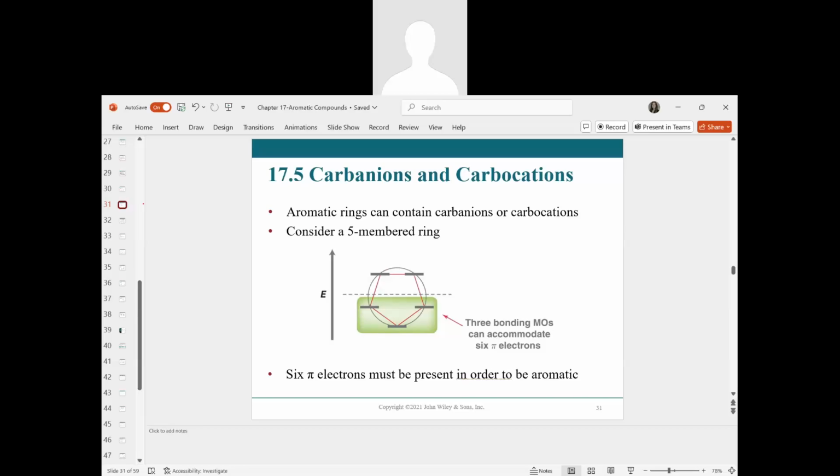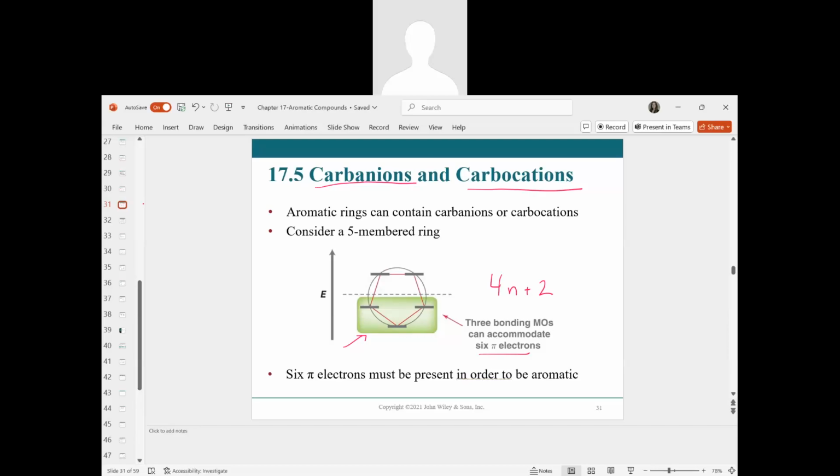There are also aromatic rings that are carbanions or carbocations. As long as they fulfill those first two criteria, then we know they will be considered aromatic. What we see here is a 5-membered ring, which has 3 bonding molecular orbitals, so 6 pi electrons can be accommodated. And if we had 4 times n of 1, 4n plus 2, we would have 6 pi electrons.